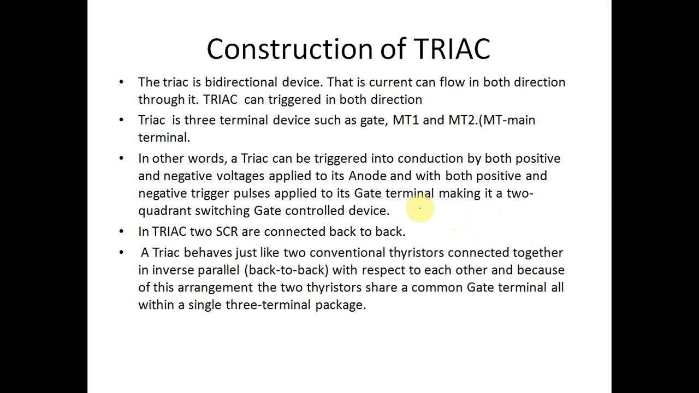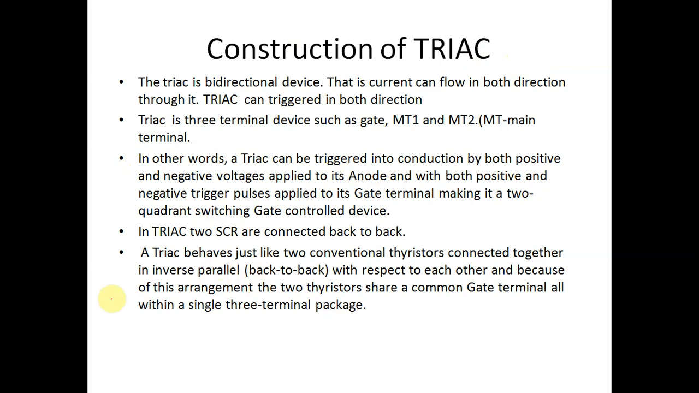Triac is a bidirectional device, which means current can flow in both directions. Triac can be triggered in both directions. Triac has three terminals: gate, MT1 and MT2. In other words, triac can be triggered by positive as well as negative gate pulses.